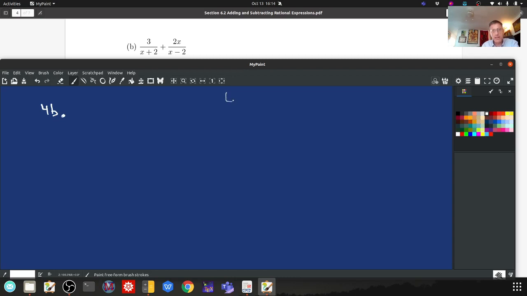So we have to find the LCD of x plus 2 and x minus 2. Now I'm going to challenge you to confirm that it's just simply x plus 2 times x minus 2. And what we want to do is we want to add, let me write this down here. We want to add 3 over x plus 2 plus 2x over x minus 2.